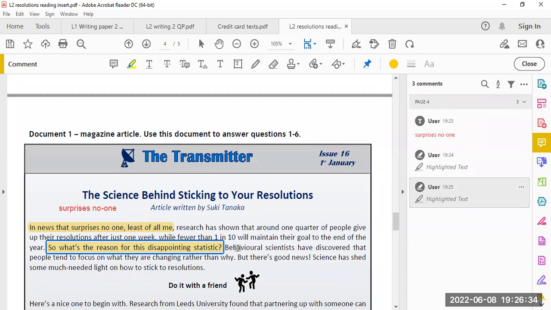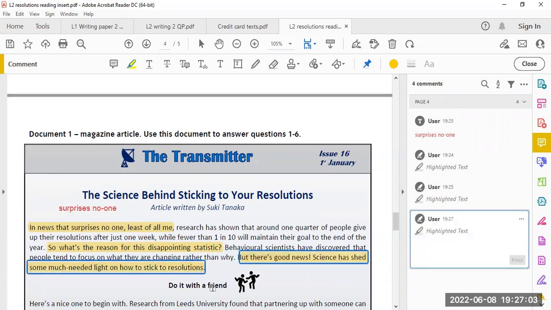And again, moving on, we've got this. "Behavioral scientists have discovered that people tend to focus on what they are changing rather than why." And again, this is a fact. This isn't an opinion. This isn't bias. Behavioral scientists have studied this and they've found this out. That's what they're reporting: that people focus on what they're changing rather than why they're changing it. So that's a fact. We'll move on here: "but there's good news. Science has shed some much needed light on how to stick to resolutions." By saying "but there's good news" and using the phrase "much needed", she's giving us her own opinion. She's bringing her bias into this writing.